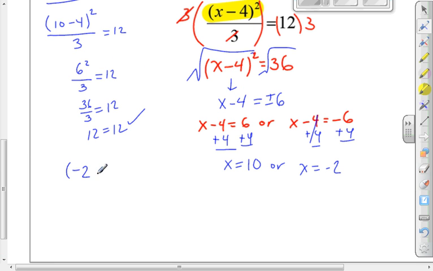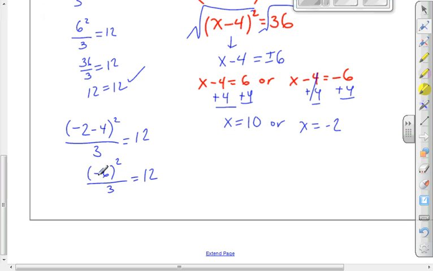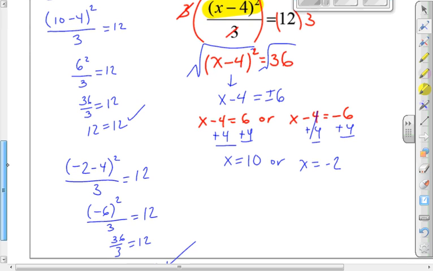Negative 2 minus 4 squared divided by 3 is equal to 12. Negative 2 minus 4 would become negative 6 squared over 3 equals 12. Negative 6 squared is 36. 36 divided by 3 is 12. There we have it. Both solutions checked.